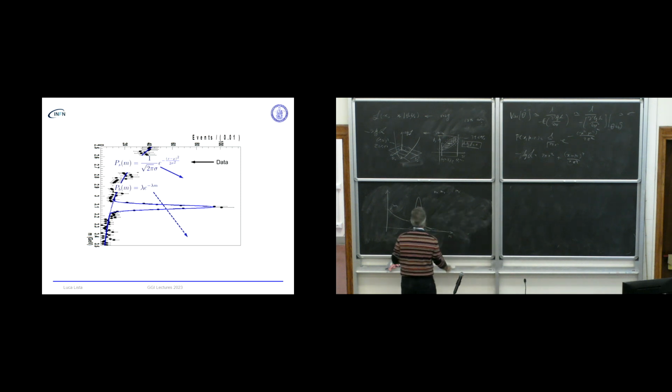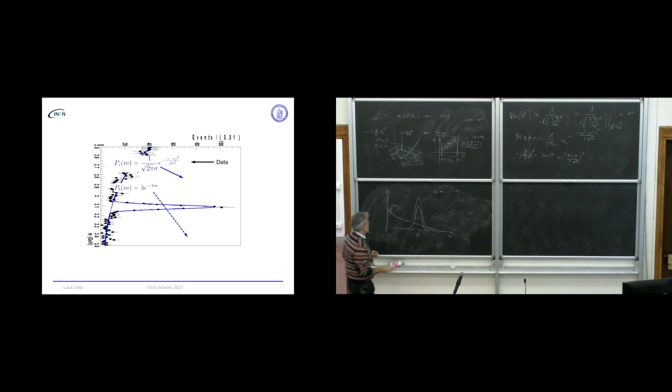So if this is, maybe I use two colors. Why don't we take advantage of these chalks? So the signal is red. Can you see the colors? Maybe not too well. Okay.